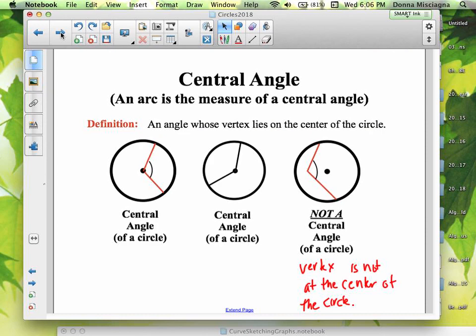The third one is not a central angle. The vertex is not at the center of the circle, and those are not radii, those are not chords, those are nothing. All right, so that's not a central angle. All right, so make sure that when you're going to use the formula for central angle, that you actually have a central angle.